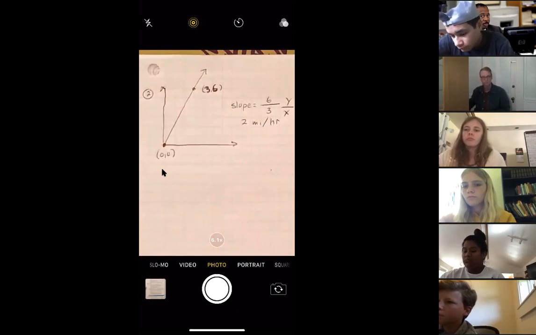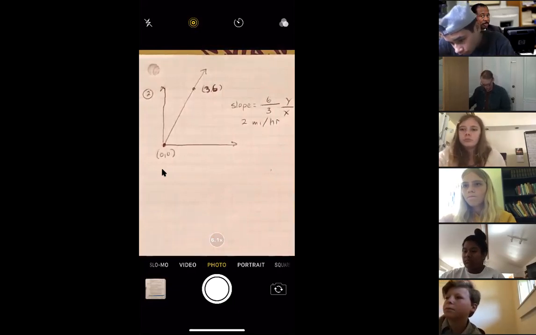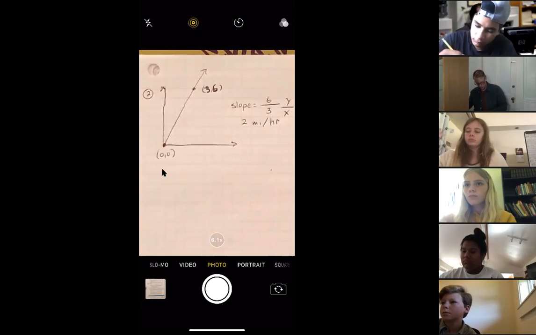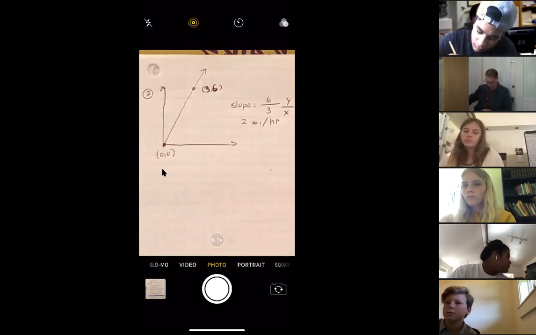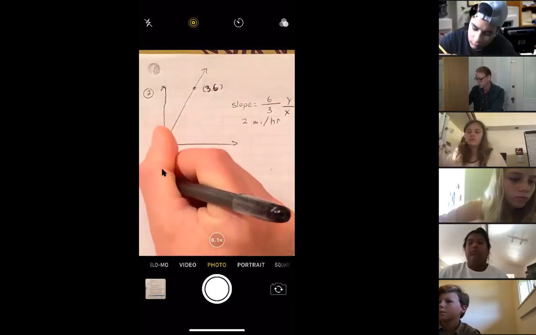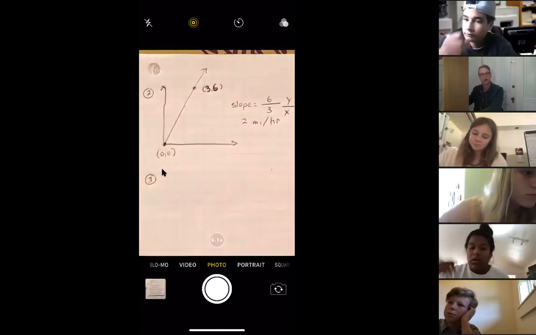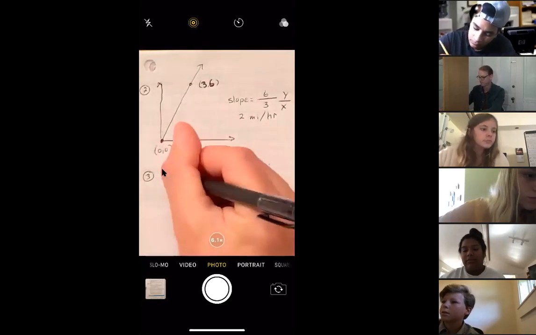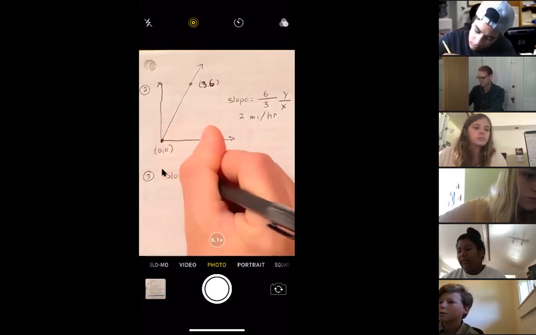Okay, cool. Let's go on to guided practice number 3. Ashley, can you read guided practice number 3, please? I'm on page 411. Draw the line that has a slope of 1/3 and passes through 2, 5.